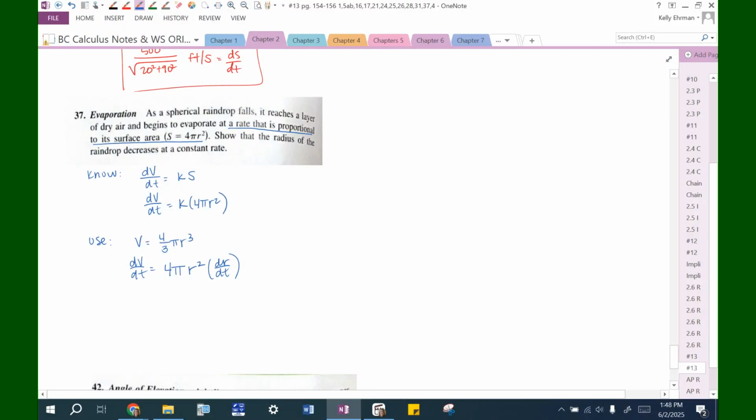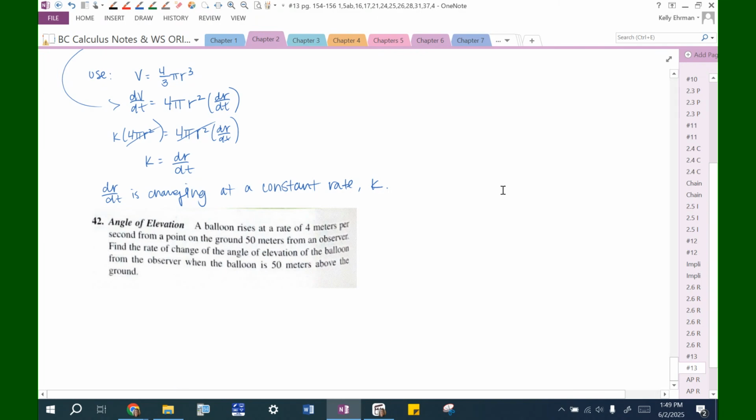Let's sub in what we have for dV/dt. Remember, we also know that dV/dt is equal to k times 4 pi r squared, which looks awfully familiar. So if I solve for dr/dt, the 4 pi r squareds cancel, and I just get k is equal to dr/dt. So this means that dr/dt is changing. k is probably negative if it's decreasing, changing at a constant rate, which is k.